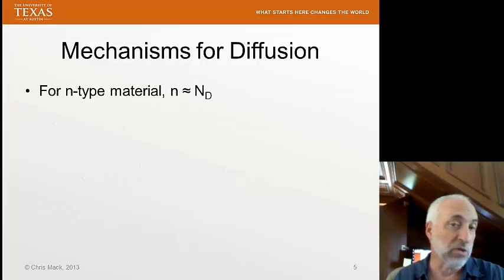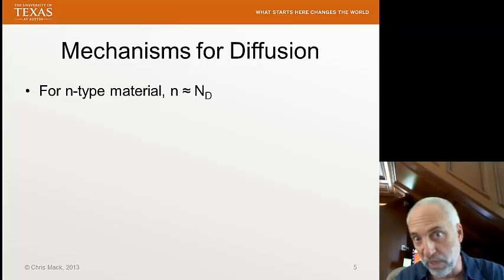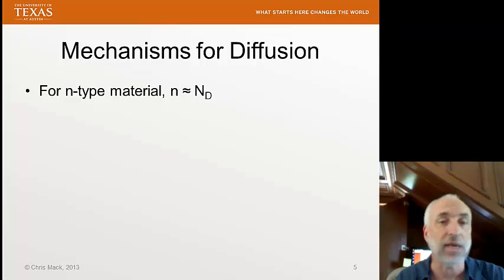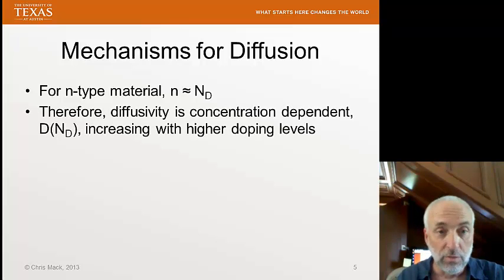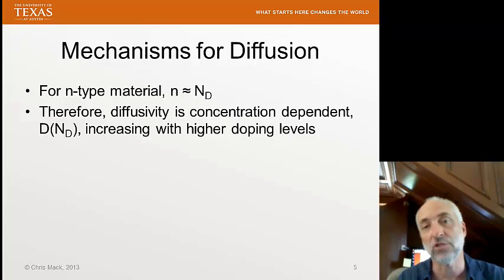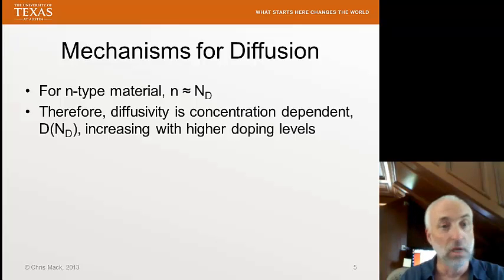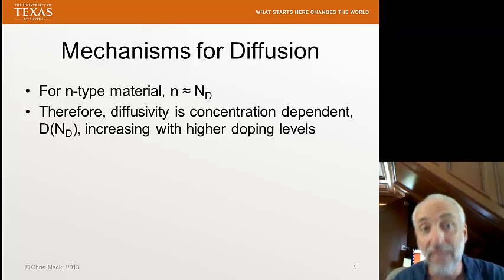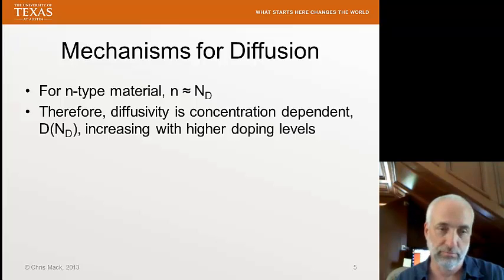Well, for an N-type material, we know that the number of mobile electrons is about equal to the number of dopant atoms, the donor atoms that we've added. Therefore, from the previous equation, diffusivity is a function of N, so we see that diffusivity is going to be a function of the concentration of the dopant. And the higher the concentration of the dopant, the more likely the vacancies are charged in such a way to attract an ionized donor, and therefore we get higher diffusivity with higher doping levels.